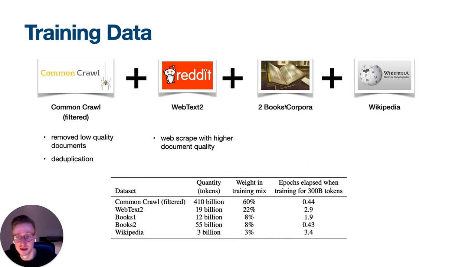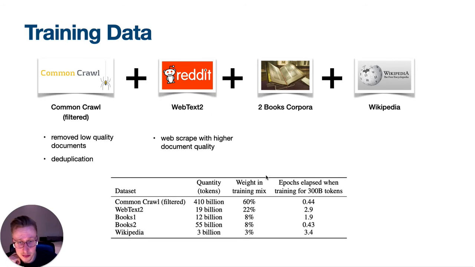And they also added some other datasets for better quality. So they added WebText2, which is also a web scrape, but with higher document quality. For example, they only scraped the outbound links from Reddit where the post had more than 3 karma points. Also the two books corpora and the English language Wikipedia.